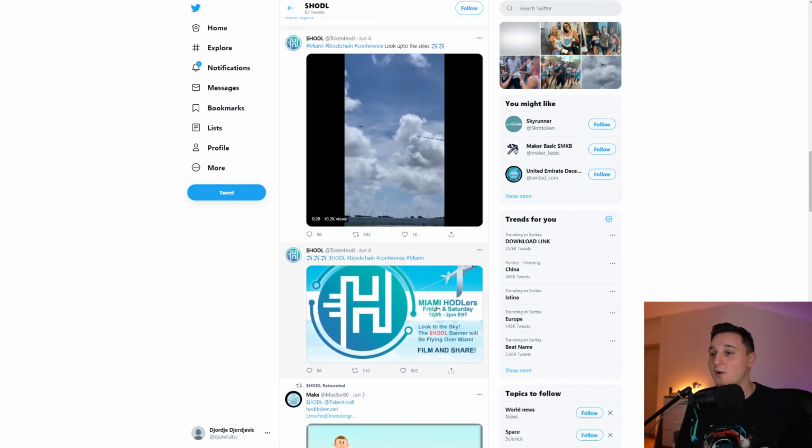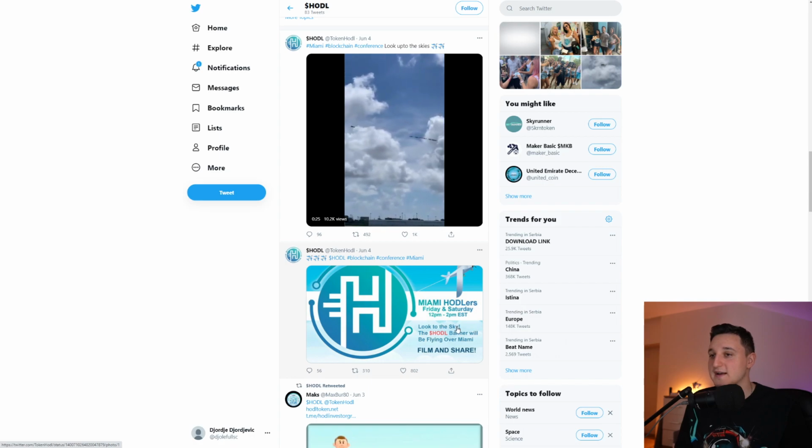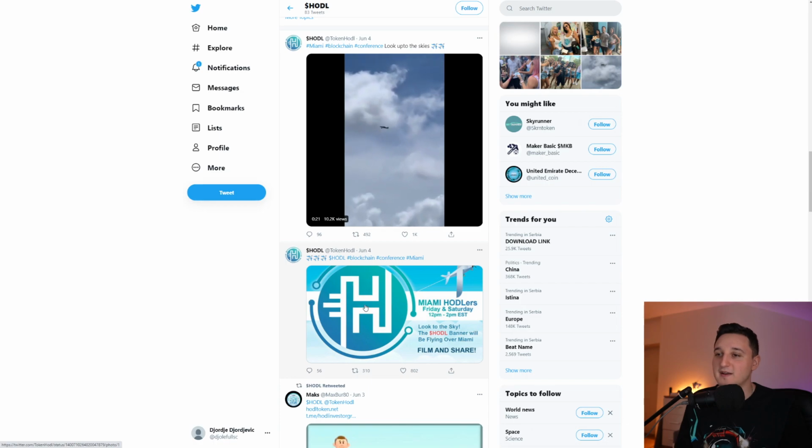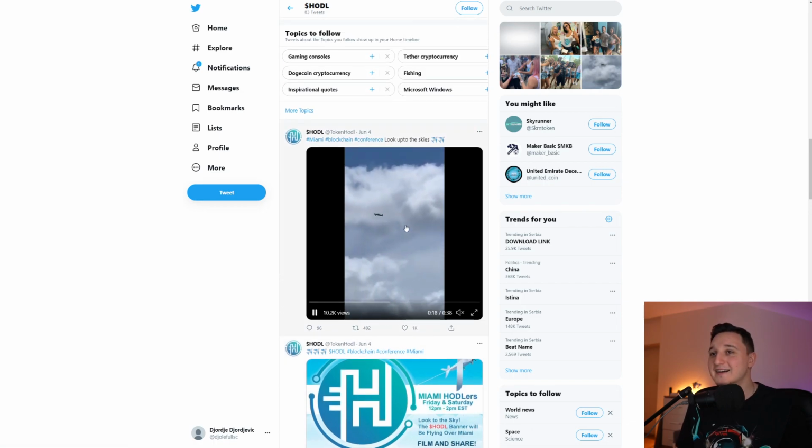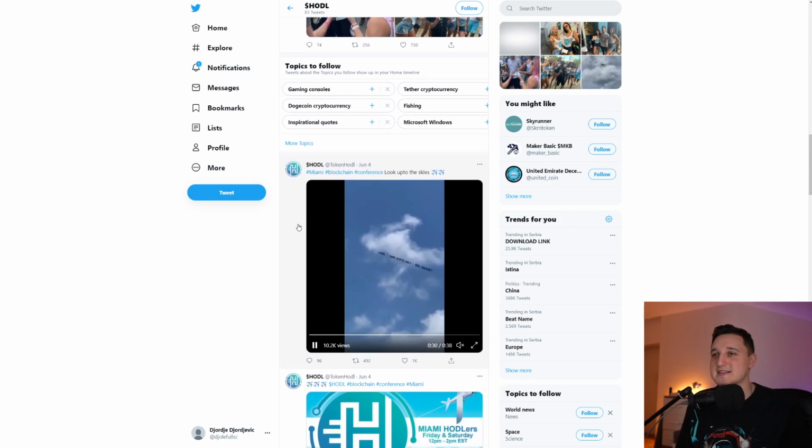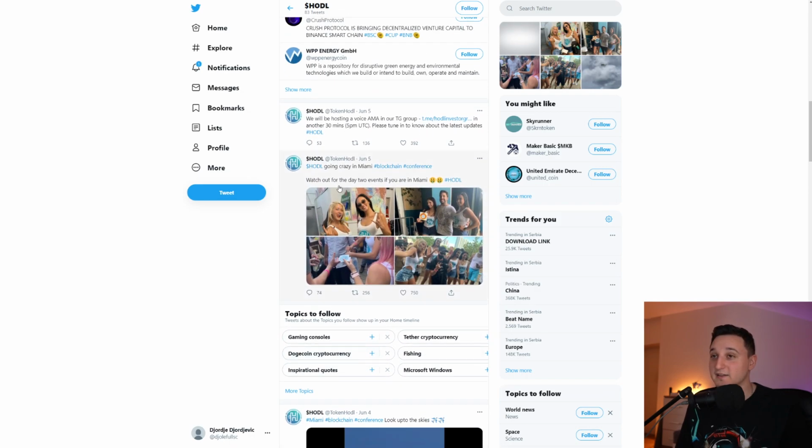It says here, Miami holders Friday and Saturday, look to the sky. Hodl banner will be flying over Miami. Film and share. There you go. Look up to the sky. It's Hodl. Where's Hodl? There you go. Hodl. Earn crypto daily. HodlToken.net, I think. I think it says something like that. Look up in the skies. Let's go. Oh, to see Hodl going crazy. Miami blockchain conference. Watch out for the day 2 events if you are in Miami.